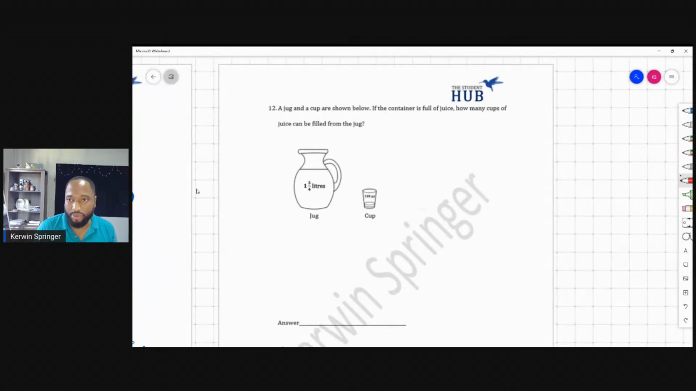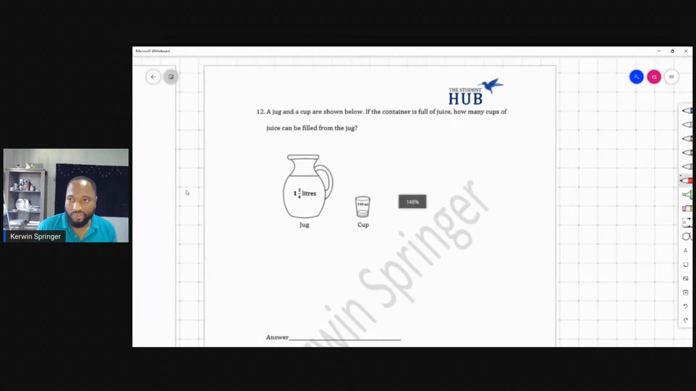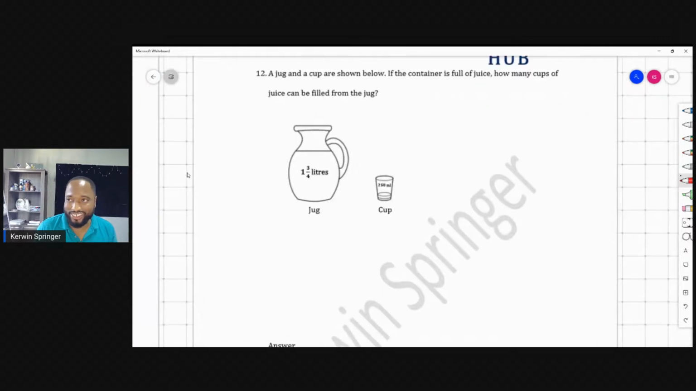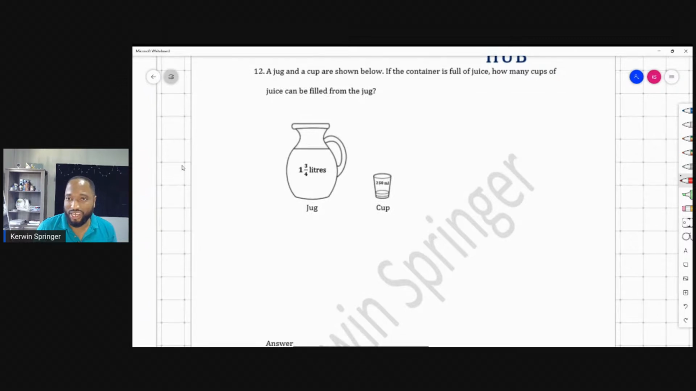A jug and a cup are shown below. If the container is full of juice, we do something like this. How many cups of juice can be filled from the jug? So this one holds 250 mLs, and this one is holding 1 3/4 liters. Class, you need to change these liters to milliliters. And we know the trick with this. Because 1 liter is equal to 1,000 milliliters.